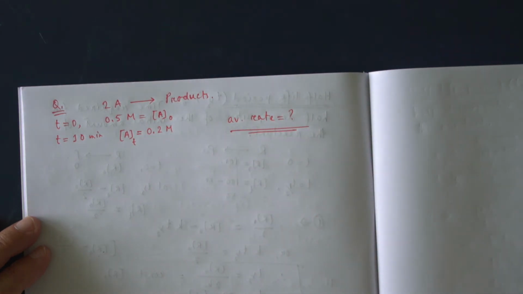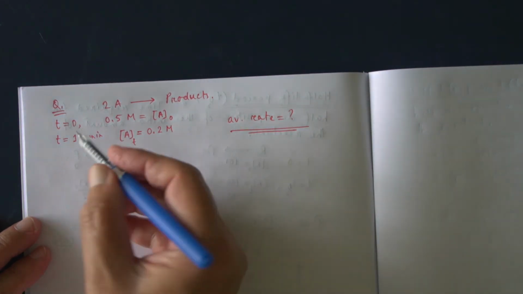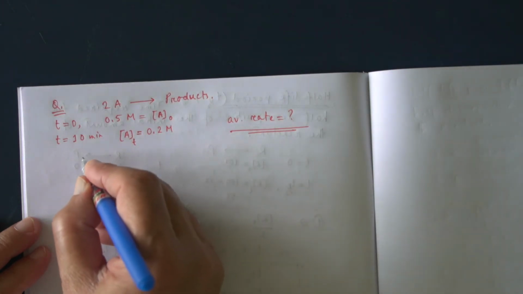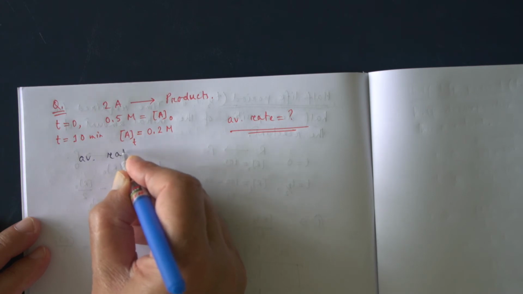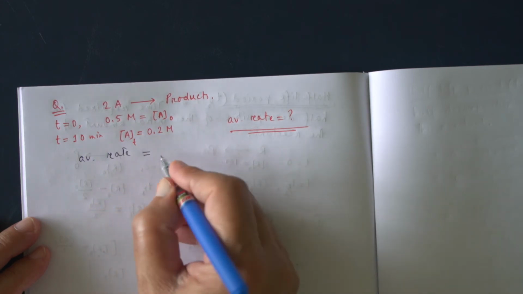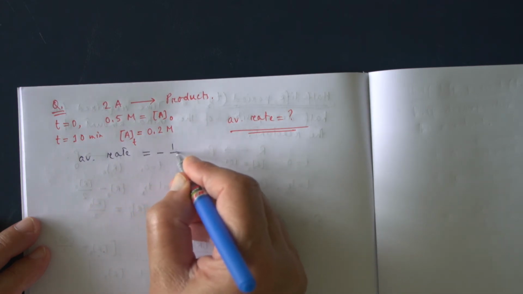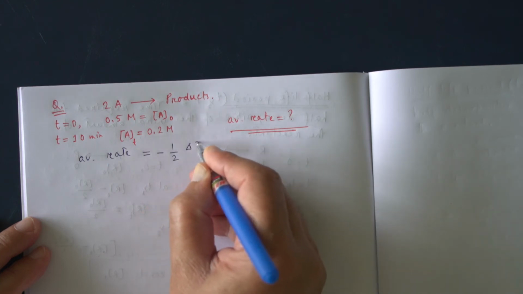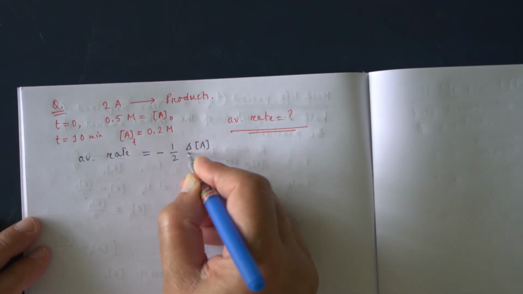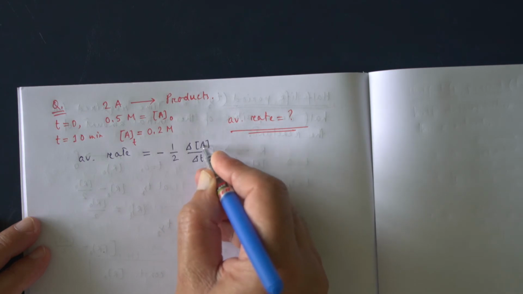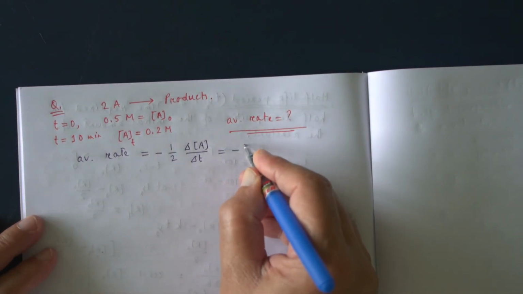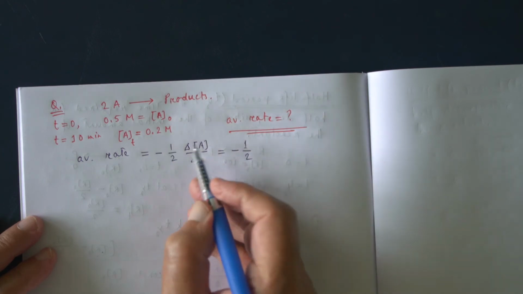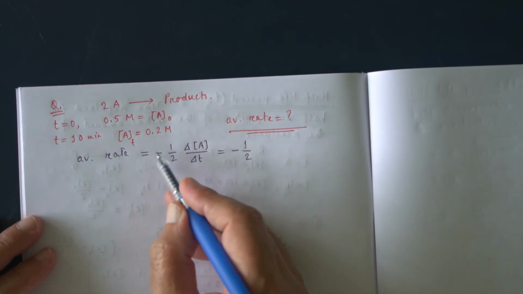So how to find out this? We know average rate equal to minus half del A by del t. So minus half, this is from definition.